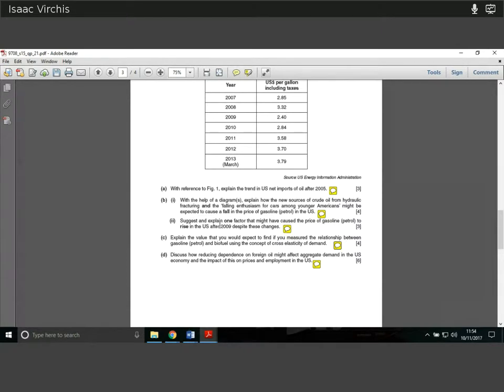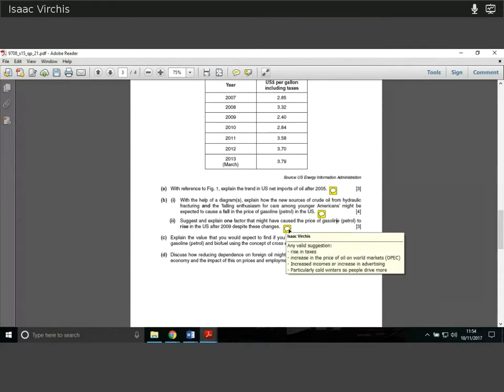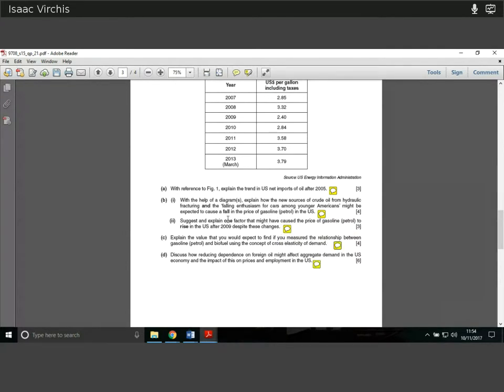Part B, part two, suggest and explain one factor that might have caused the price of gasoline to rise, in fact. So counterintuitively, we've got these things that have caused the price to fall, but yet in this 2009 to 2010 period, you see the price of oil increases. So there are various different factors, and you can actually put any valid suggestion. You just need to explain one factor and give a good reason why it caused the price to rise.